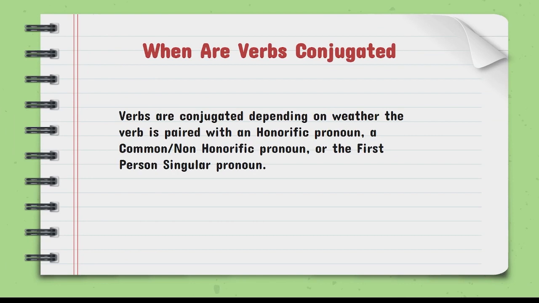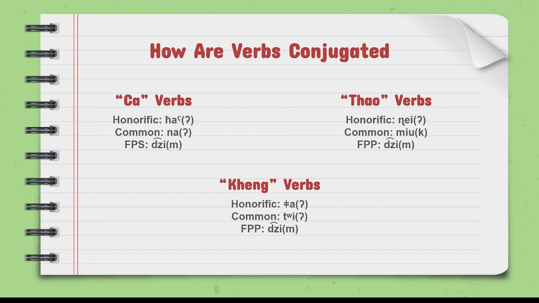When are verbs conjugated? So, Nhchango verbs are conjugated under very specific circumstances. They're not too specific, but there are three different forms that a verb can be conjugated into. They're conjugated depending on whether the verb is paired with an honorific pronoun, a common or non-honorific pronoun, or the first person singular pronoun. So these verbs are conjugated in these three ways.